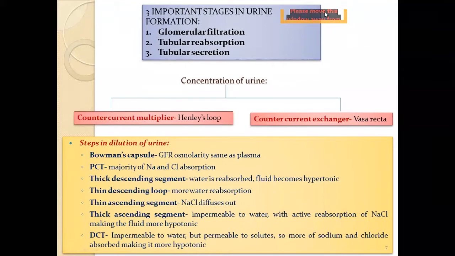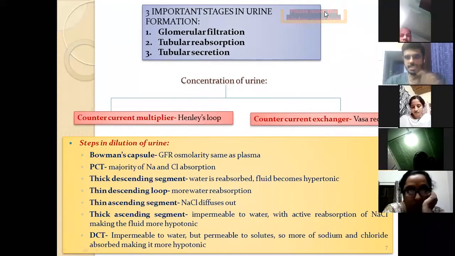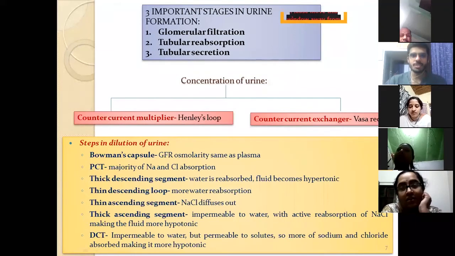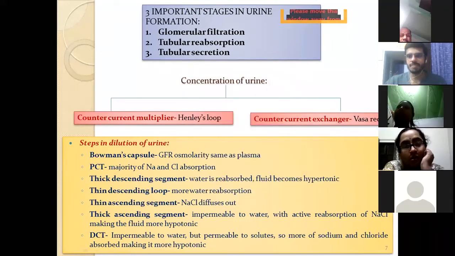Counter means opposite direction, and current means flow. So can you tell me in which part of the nephron you see fluid moving in opposing directions? In one area it's moving down and in the other area it's moving up. It has to be a loop, isn't it? So it should be in the Henle's loop, correct? Henle's loop is the place where the fluid moves in opposing directions.